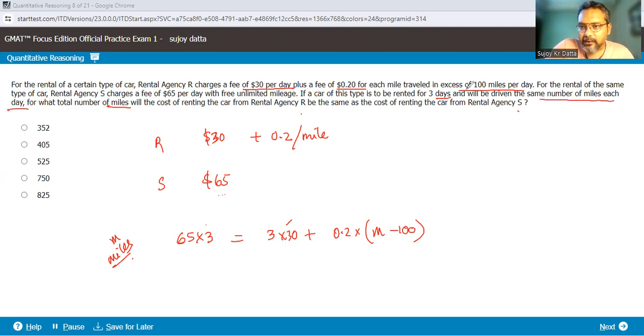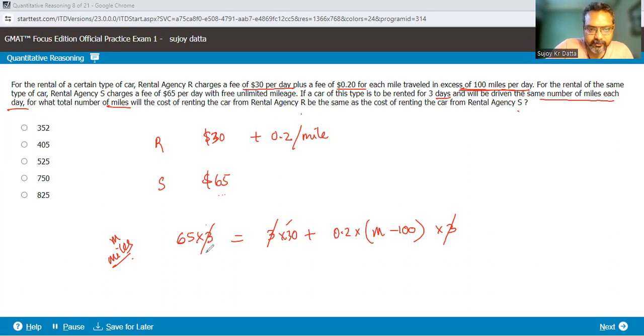Now, the point here is it's excess of 100 miles per day, not cumulative over 3 days or any number of days. Every day when you cross 100 miles, it will start charging you 20 cents more. So every day the meter resets at zero; you're allowed the first 100 miles and then the rest. So this will also become multiplied by 3. So we can just get the 3 out of the way, right? Instead of comparing for 3 days, we just compare for one day. If one day's cost is the same, every day's cost will be the same.